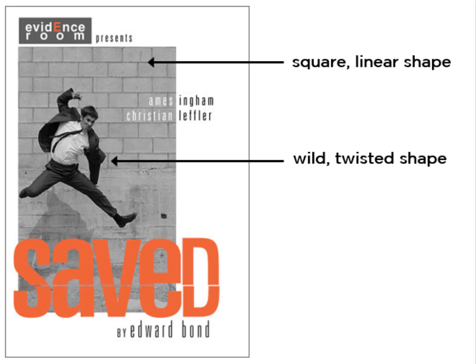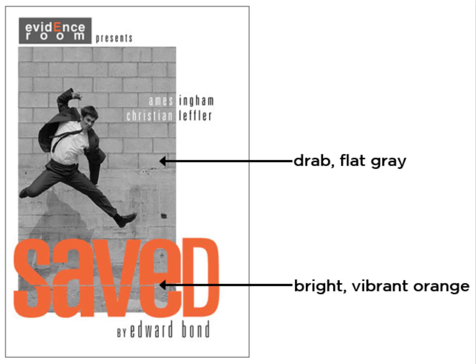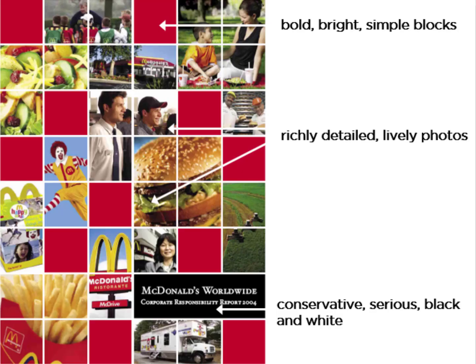On this poster, the square, linear rectangles of the brick wall contrast with the wildly twisted shape of the man's body. And the drab, flat gray contrasts with the bright, vibrant orange. On this cover of a McDonald's annual report, the bold, bright blocks of color contrast with the lively photos, and the title of the report, set in black and white and taking up 3 boxes of space, contrasts with the rest of the content on the page.